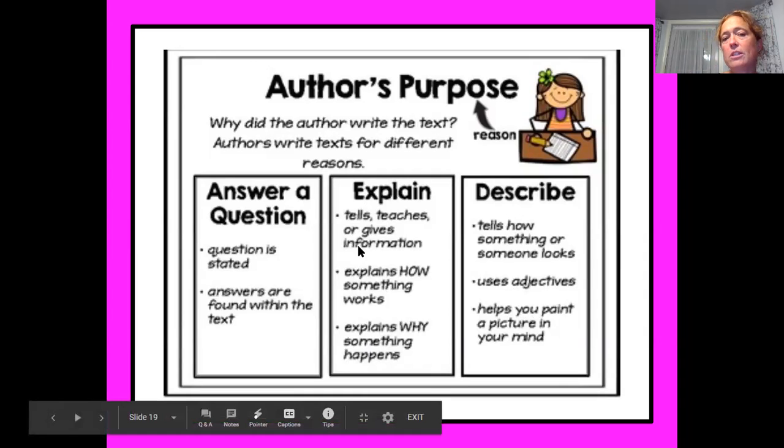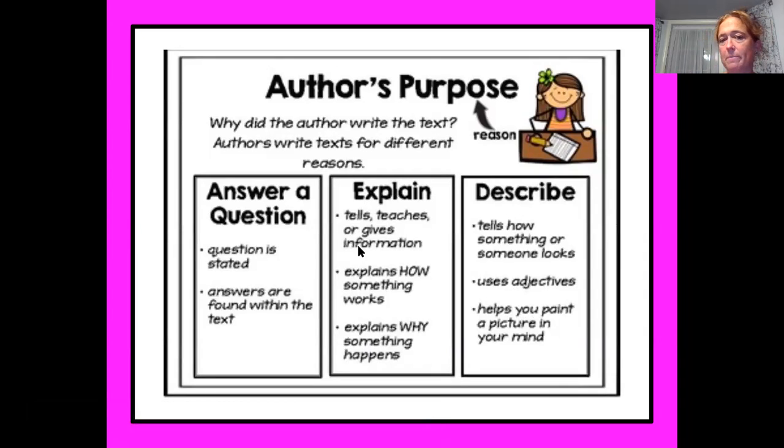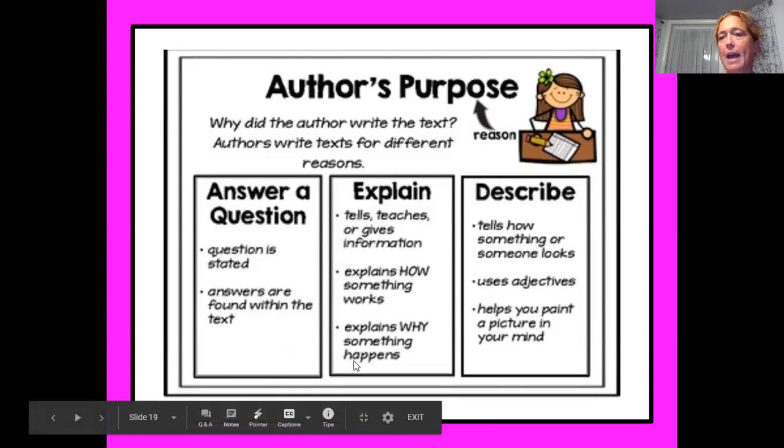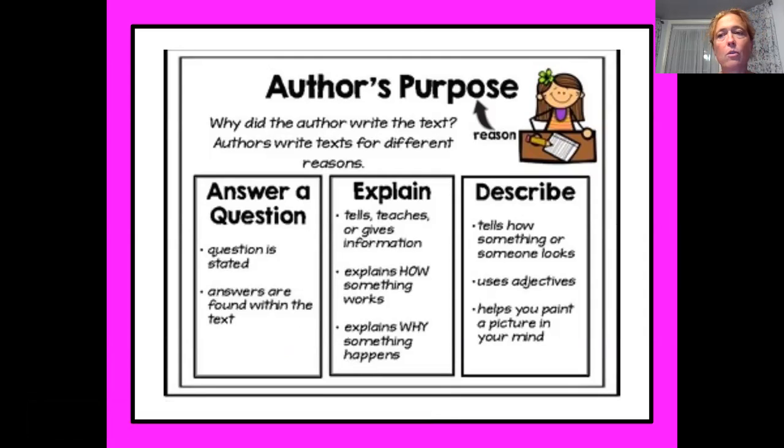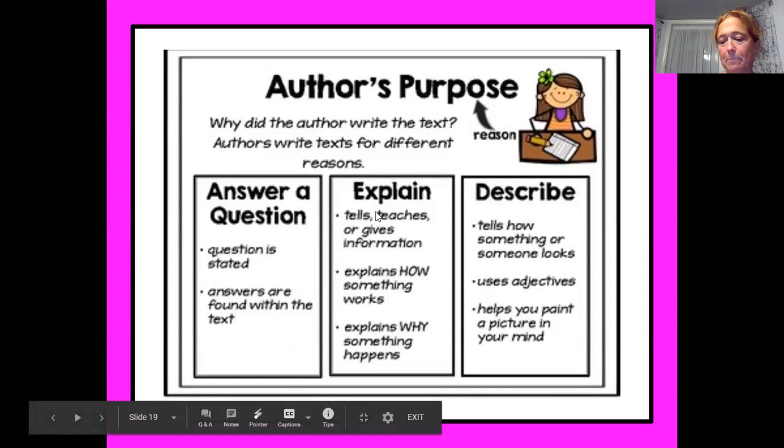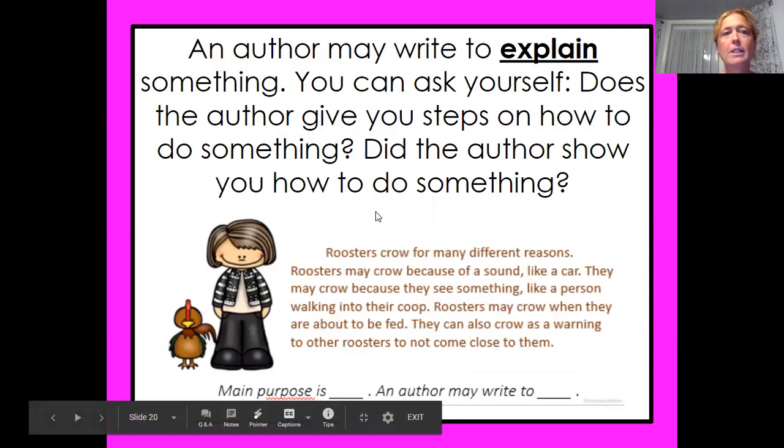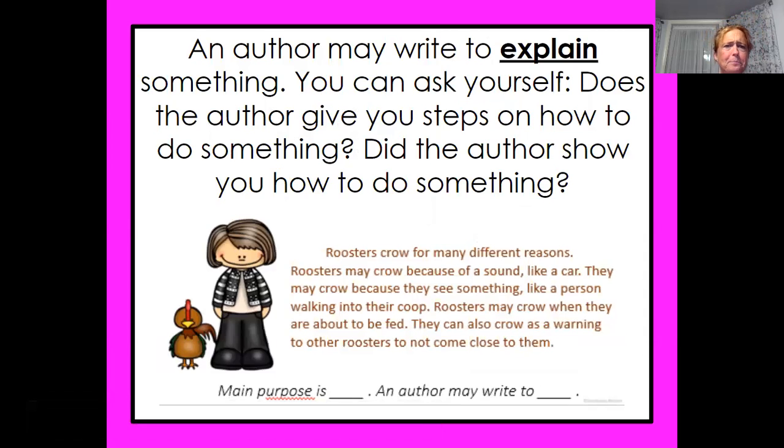This tells, teaches, or gives information. It explains how something works. So if someone is teaching you about the motor of a car, they're explaining to you how the motor in the car works. That would be the author's purpose. It can also explain why something happens. So for example, if I'm trying to tell you about why thunder or lightning happens, that's another thing that I am explaining. All right, so let's read this passage today.